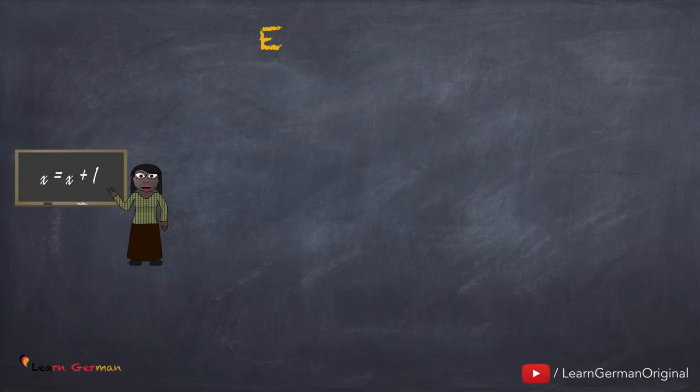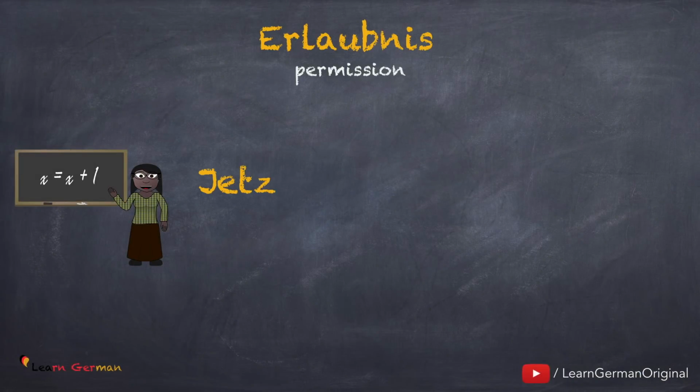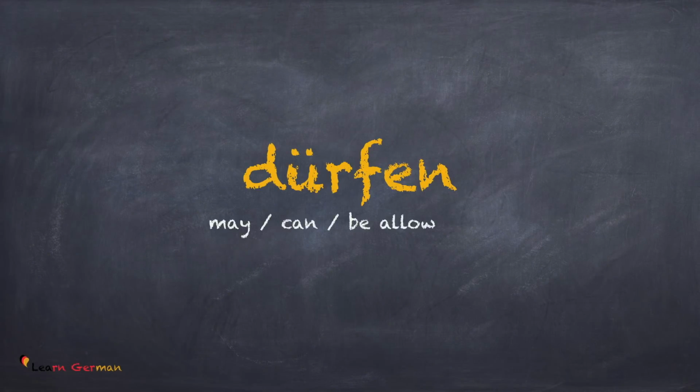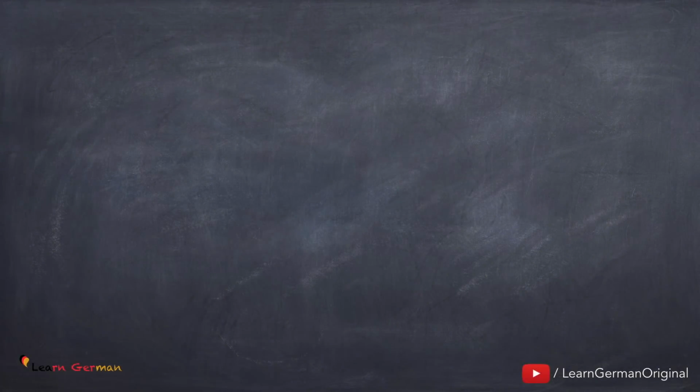In a few cases, können can also be used when talking about permission. Erlaubnis. For example, in a classroom, when your teacher is explaining something, she says, Jetzt könnt ihr notieren. The verb können is often confused with the modal verb dürfen. Dürfen is mostly used when you're talking of permission or prohibition.